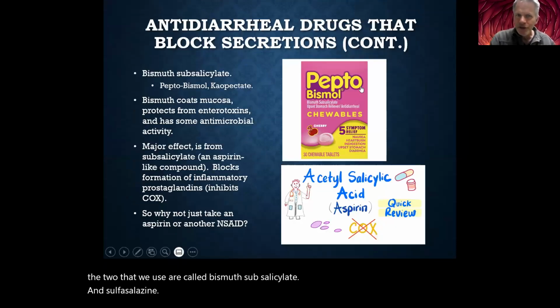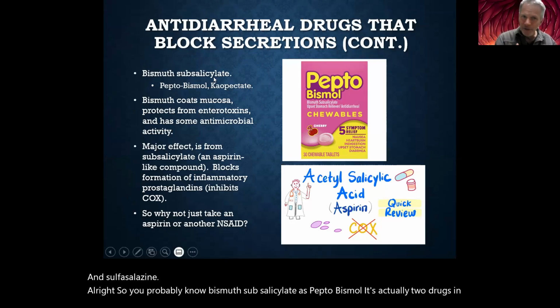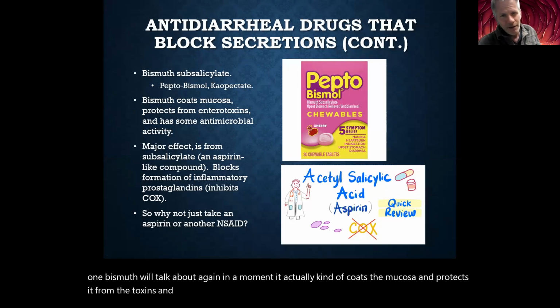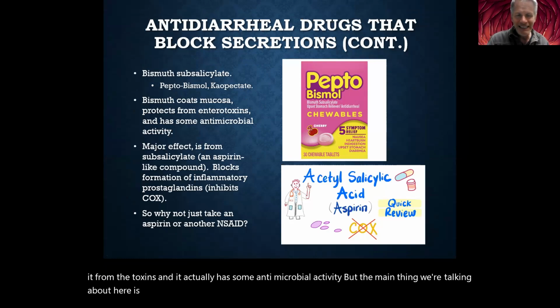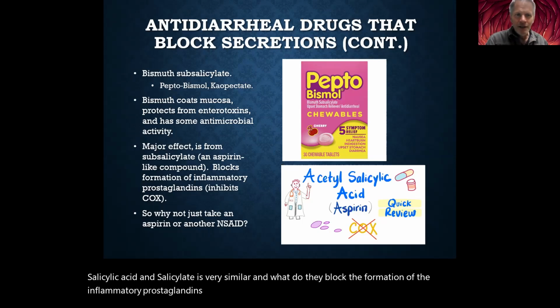So you probably know bismuth subsalicylate as Pepto-Bismol. It's actually two drugs in one. Bismuth, we'll talk about again in a moment. It actually kind of coats the mucosa and protects it from the toxins, and it has some antimicrobial activity. But the main thing we're talking about here is that subsalicylate. That's an aspirin-like compound. Aspirin is acetylsalicylic acid, and salicylate is very similar. And what do they do? They block the formation of the inflammatory prostaglandins, right? They're going to inhibit COX.